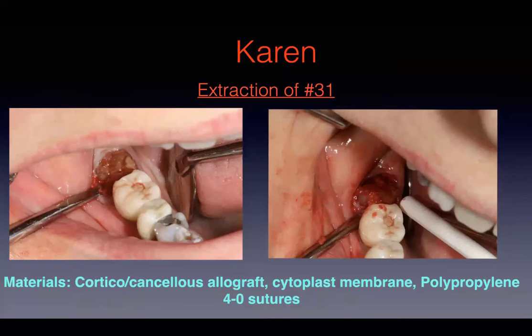So I inserted my elevator between the furcation. I split the roots and I removed them. And the materials I use here: cortical cancellous, cytoplast membrane, and polypropylene 4.0 sutures.